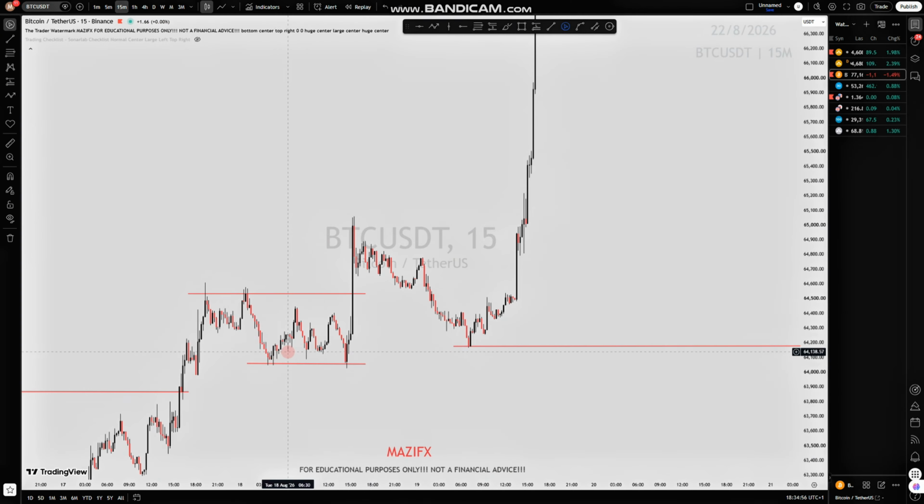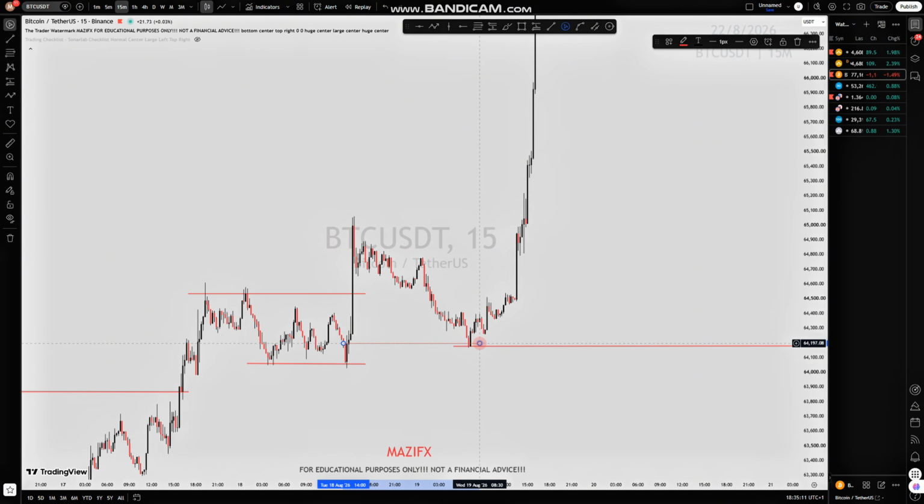This is a structure, right? Not a valid structure though, according to what I trade, but this is actually a structure, a low and a high. And to a lot of persons, a structure is a demand zone.